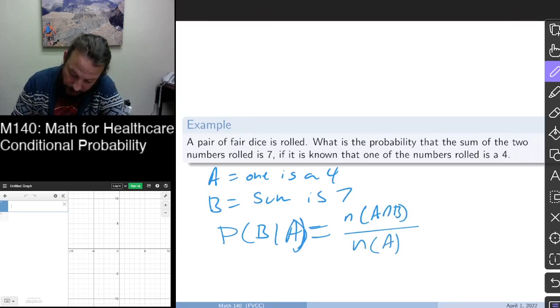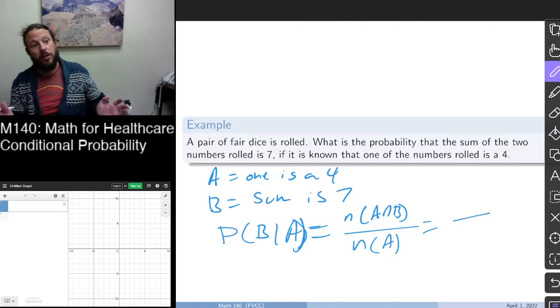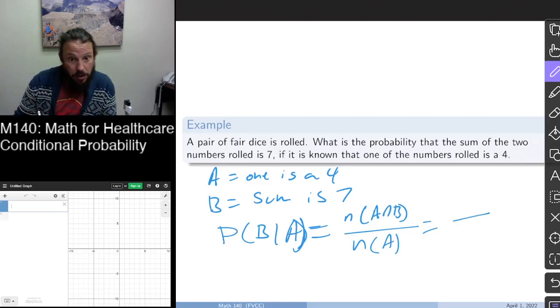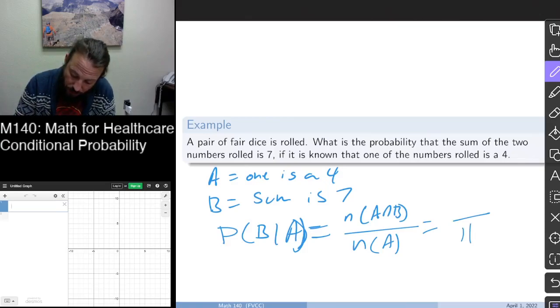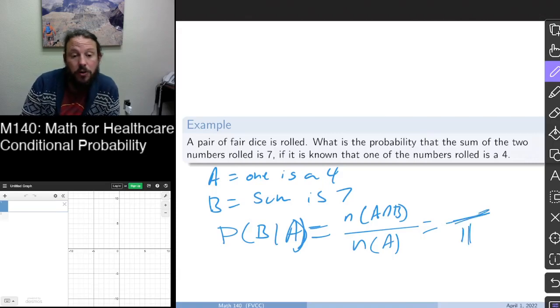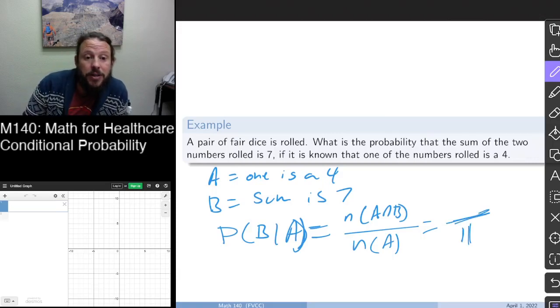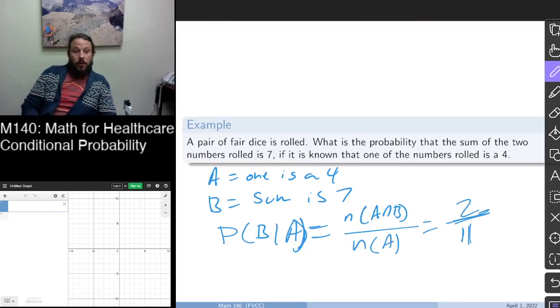Now, how many ways can we get a 4? I'd pause it, look at your chart, get some practice. It happens 11 times out of 36, so that's our denominator. For the numerator, the size of A intersect B, what can you get? A 4 and a 3, or a 3 and then a 4. So there's 2. So the probability that we get a sum of 7, if we know that one of the numbers is a 4, is 2/11.